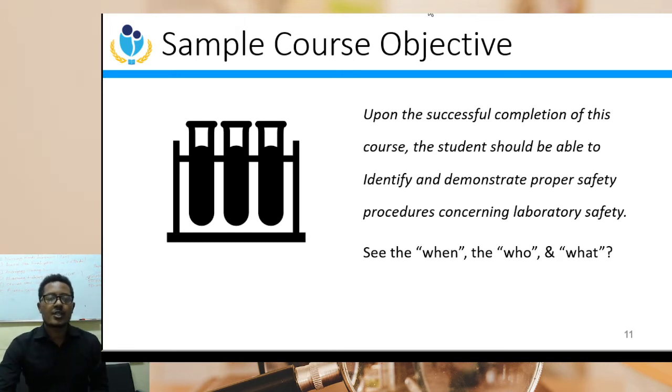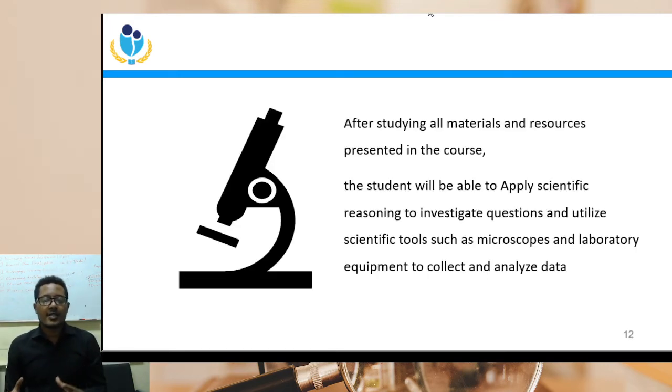We can also see another objective. After studying all materials and resources presented in this course, the student will be able to apply scientific reasoning to investigate questions and utilize scientific tools such as microscopes and laboratory equipment to collect and analyze data. The changed component here is the when. The when specifies that after studying all materials and resources, the learner or the student will be able to demonstrate the expected skill or the expected knowledge.